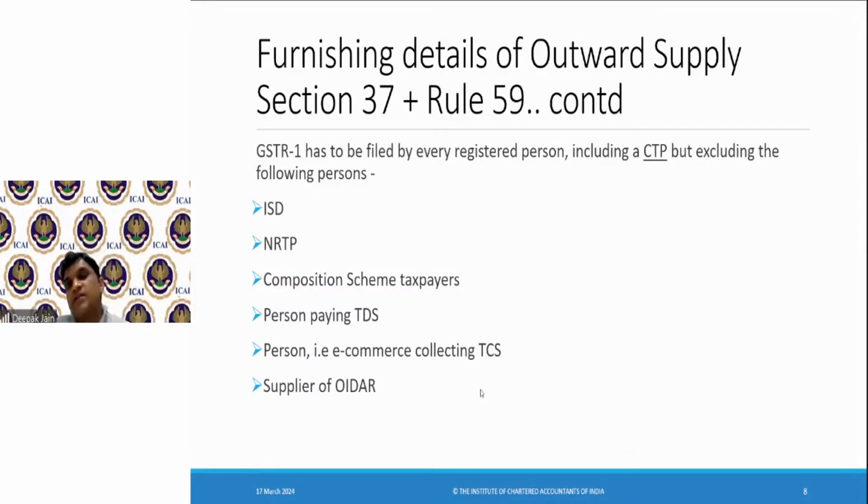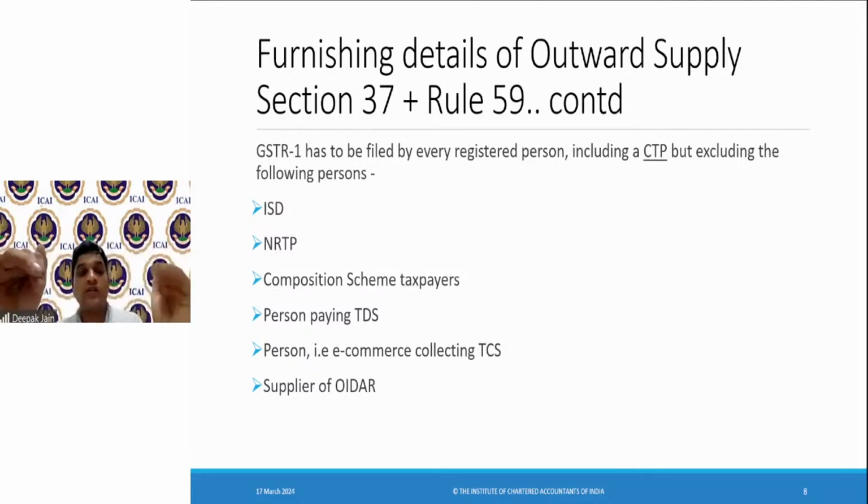So the main reason is that a composition dealer files a bill of supply, on which he cannot collect tax. A composition dealer makes a supply, but he doesn't collect taxes, and he's not supposed to collect taxes also. That is the reason GSTR1 is not there for him. Okay, because for us to remember who are the people who are included and who are excluded from this GSTR1, we need to know the logic.